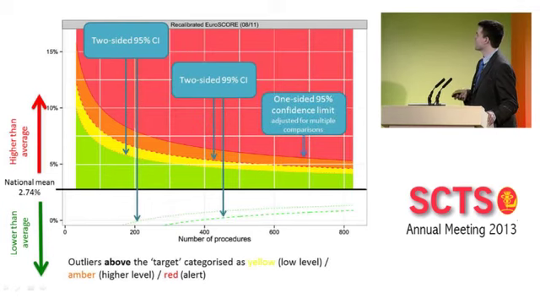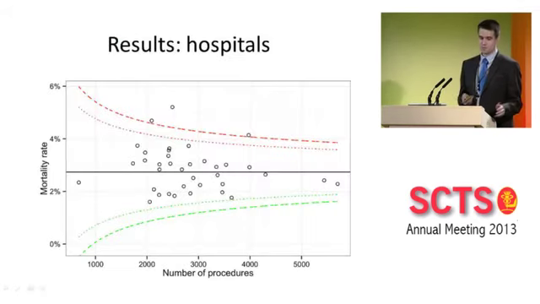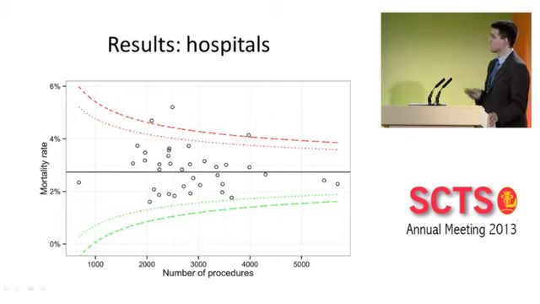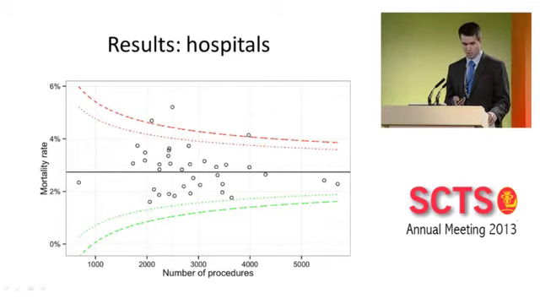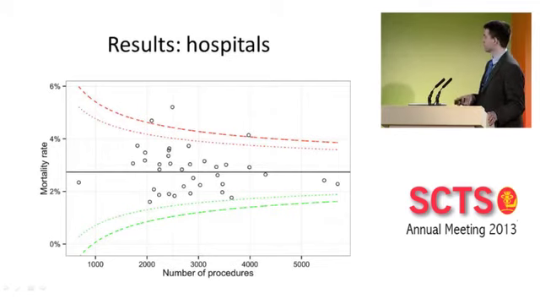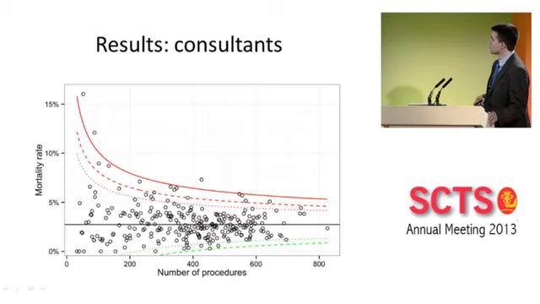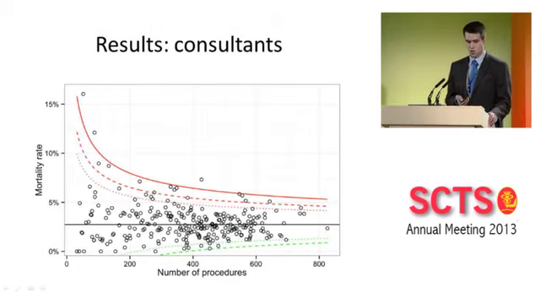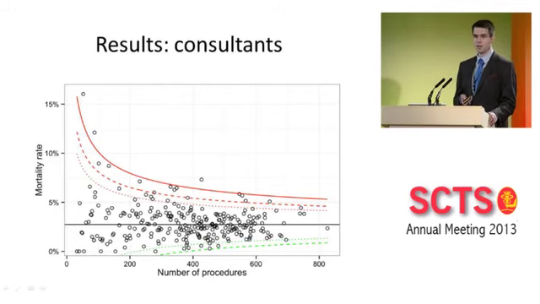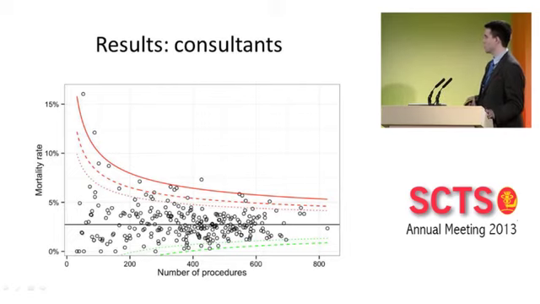So that's the limits. So here are the results. For the hospitals, we don't have this one-sided multiple comparisons correction. We found that there were 3 hospitals that were defined as outliers above the 99% confidence interval. There were none below. For the consultants, there were 3 surgeons who were found to be above the one-sided 95% confidence interval corrected for multiple comparisons. I'll point out that all the confidence limits here are adjusted for over-dispersion.